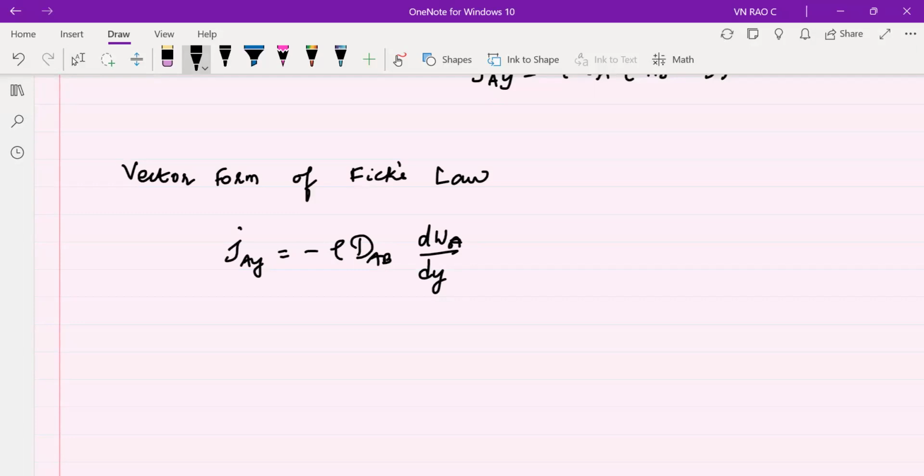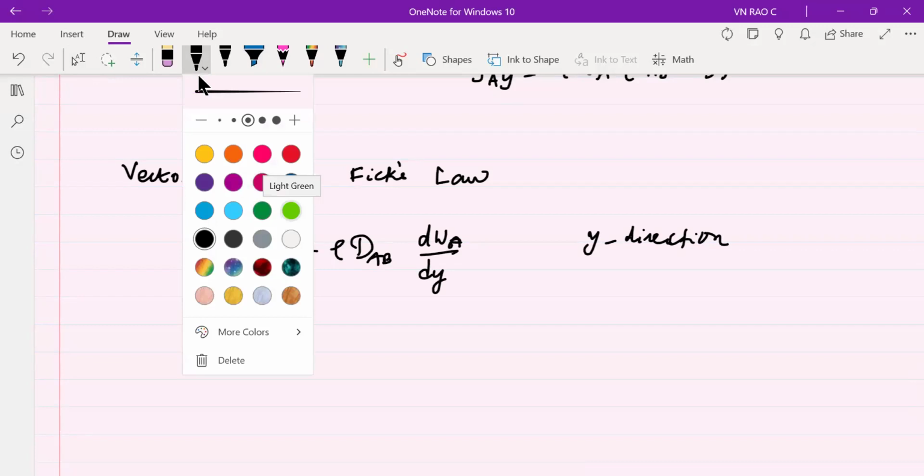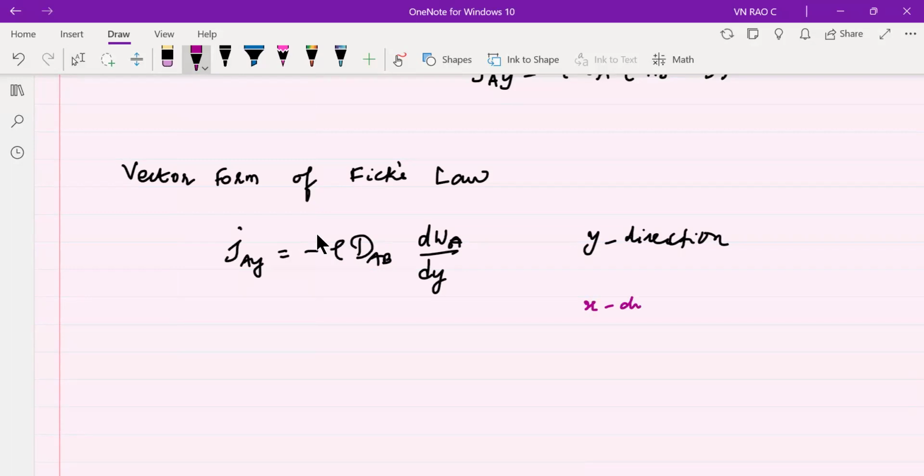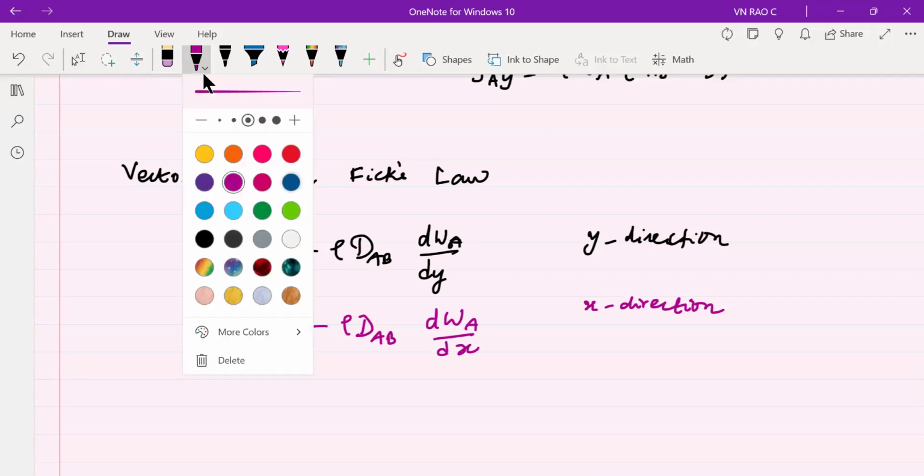Now you're able to understand this is in the Y direction. Now we have two more directions, that is the X direction and the Z direction. So in the X direction, we shall write the same. In the Z direction also, we will try to write. Now we want to write it in the X direction. That will be J_A,x is equal to minus rho D_AB dW_A by dx.